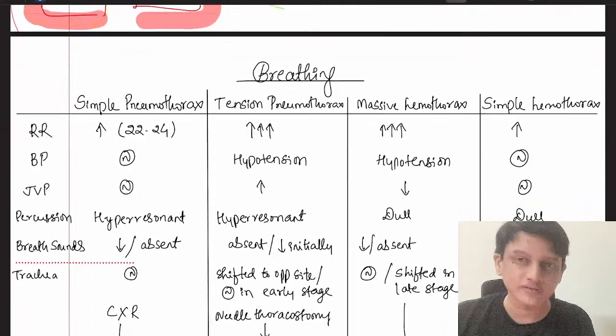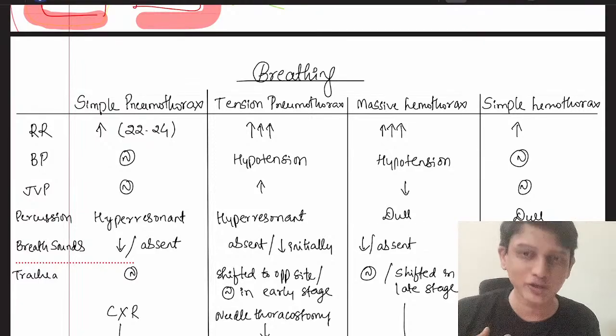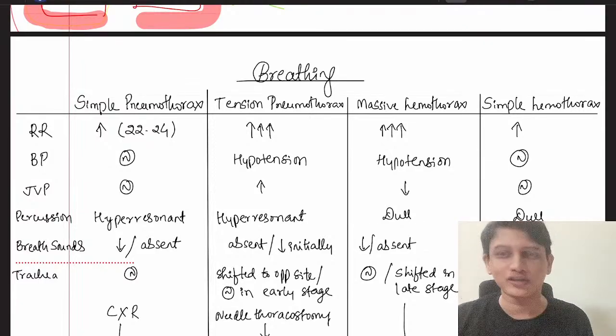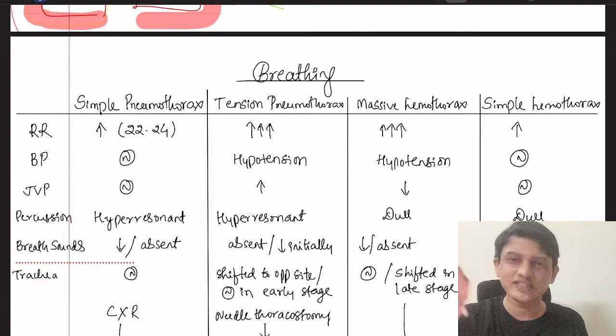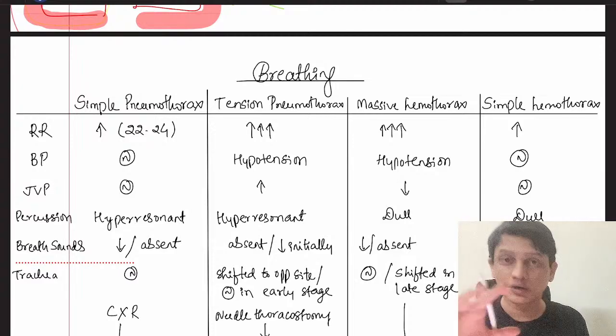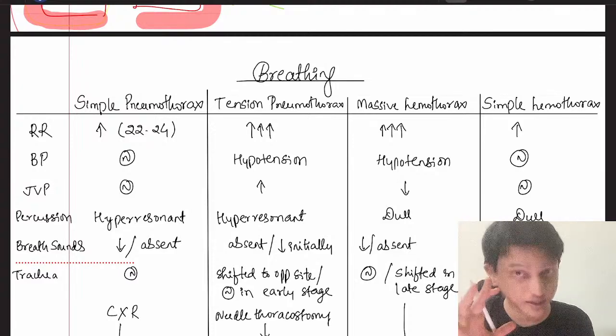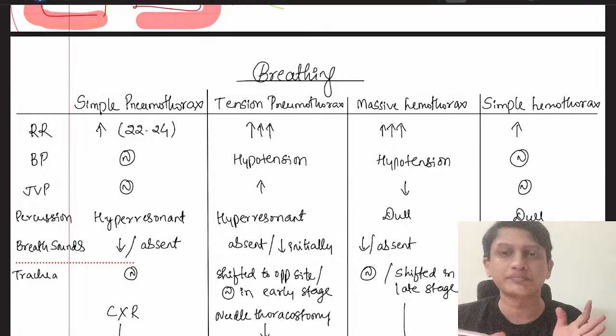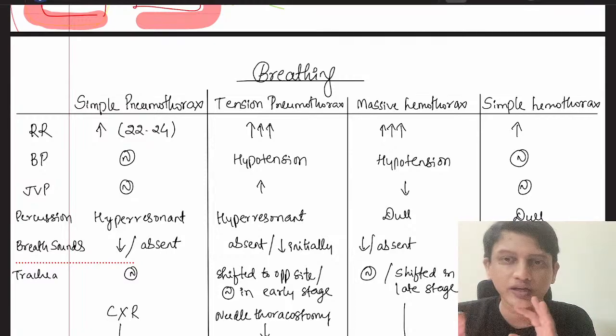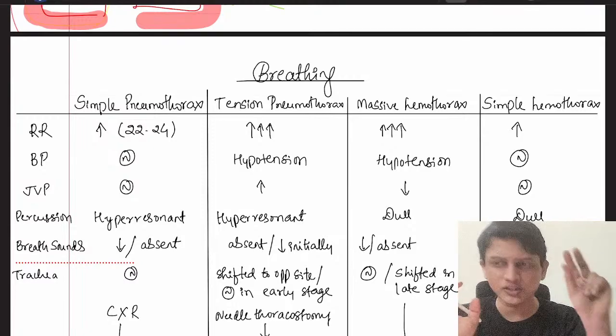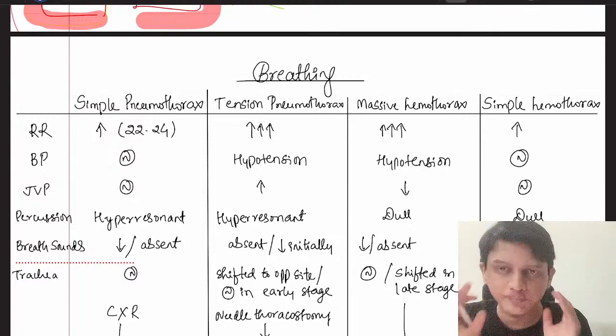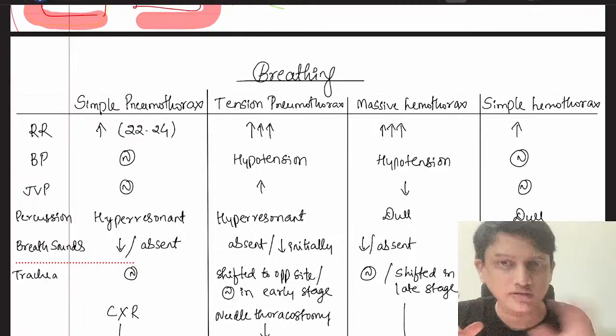So how do they present? The patient will not come and tell, I'm having pneumothorax, I'm having hemothorax. With subtle signs and symptoms, you should be able to conclude that yes, he's having pneumothorax. You can tell clinically, you need not get any investigations done for this. I'll make it so simple for you. Just by looking at him and auscultating, you can tell that the patient has pneumothorax or hemothorax.